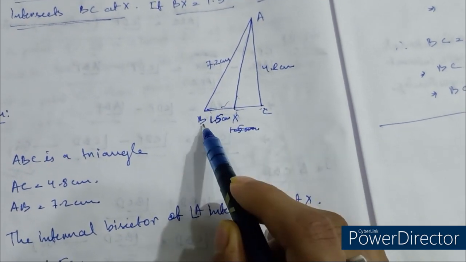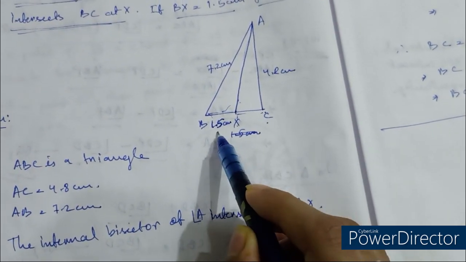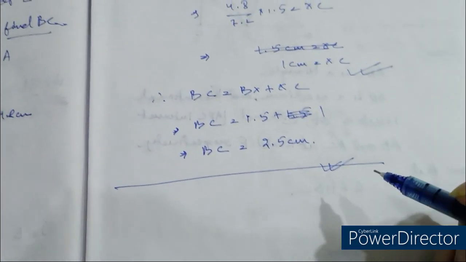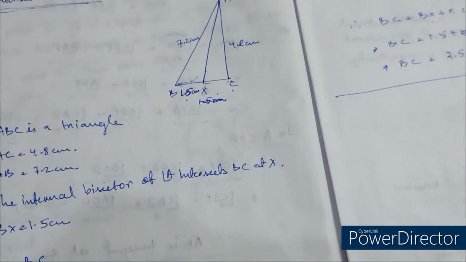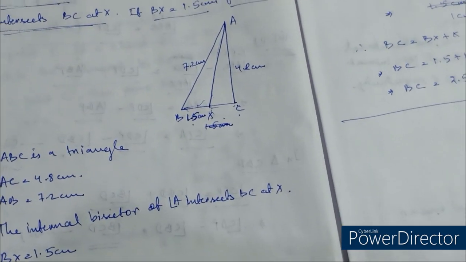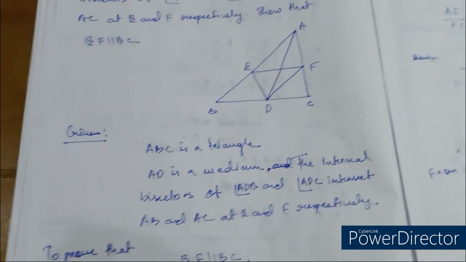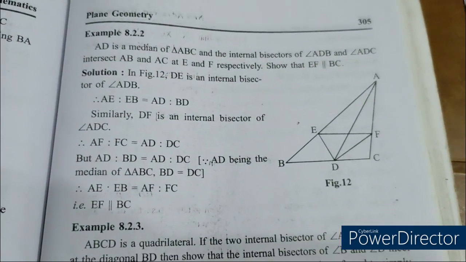So BC will be equal to BX plus XC, 1.5 plus 1. Ultimately, BC you will get 2.5 centimeter. This much only for example 8.2.1. Next, our example 8.2.2.